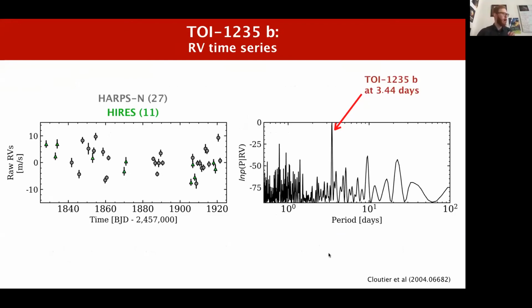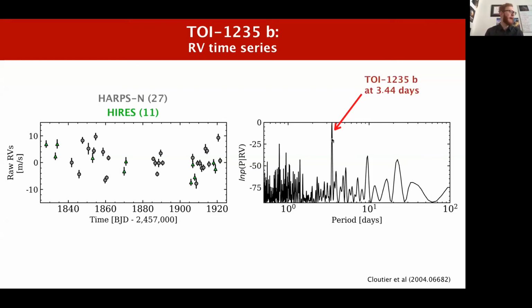And here on the left is our raw RV time series. We've got 27 RVs here from HARPS-N, plus 11 RVs from HIRES that were shared with us by the Keck team, in California and in Hawaii. And then to the right is the generalized Lomb-Scargle periodogram, which is basically just a frequency spectrum of the RV time series. And you can see that it's dominated by this strong periodic signal at 3.44 days, which is exactly the planet's orbital period, right?